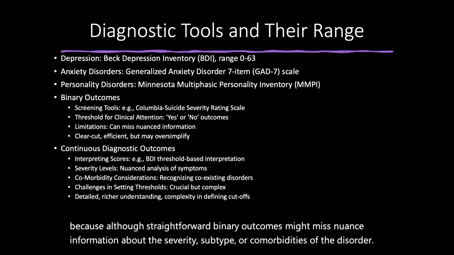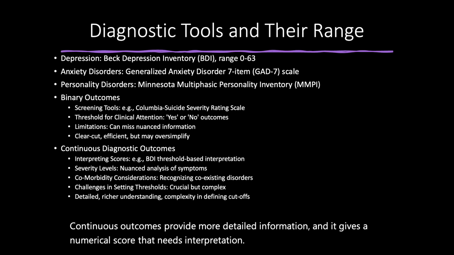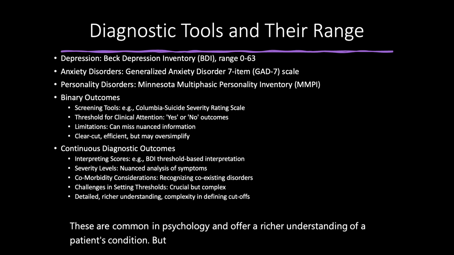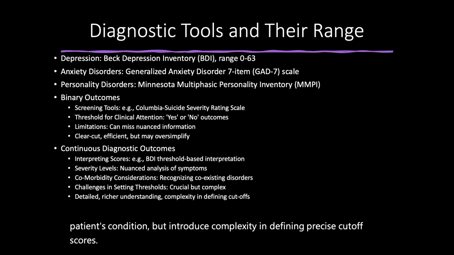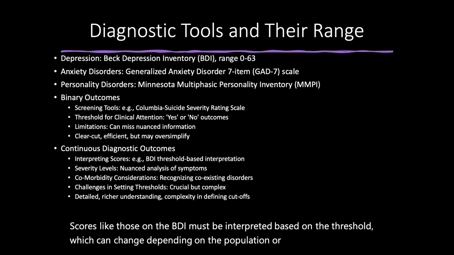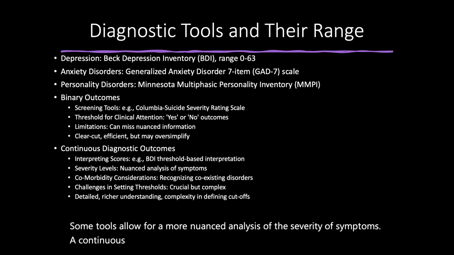Continuous outcomes provide more detailed information, and it gives a numerical score that needs interpretation. These are common in psychology and offer a richer understanding of a patient's condition, but introduce complexity in defining precise cutoff scores. Scores like those on the BDI must be interpreted based on a threshold, which can change depending on the population or context. Some tools allow for a more nuanced analysis of the severity of symptoms. A continuous outcome can help clinicians tailor treatment to the individual's specific needs.